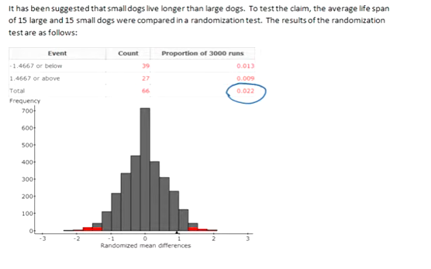However, now we only want to know if small dogs live longer than large dogs, which means we don't care about the smaller end down here. We only care about this upper end up here. So when we subtract, we want the larger numbers to be involved.